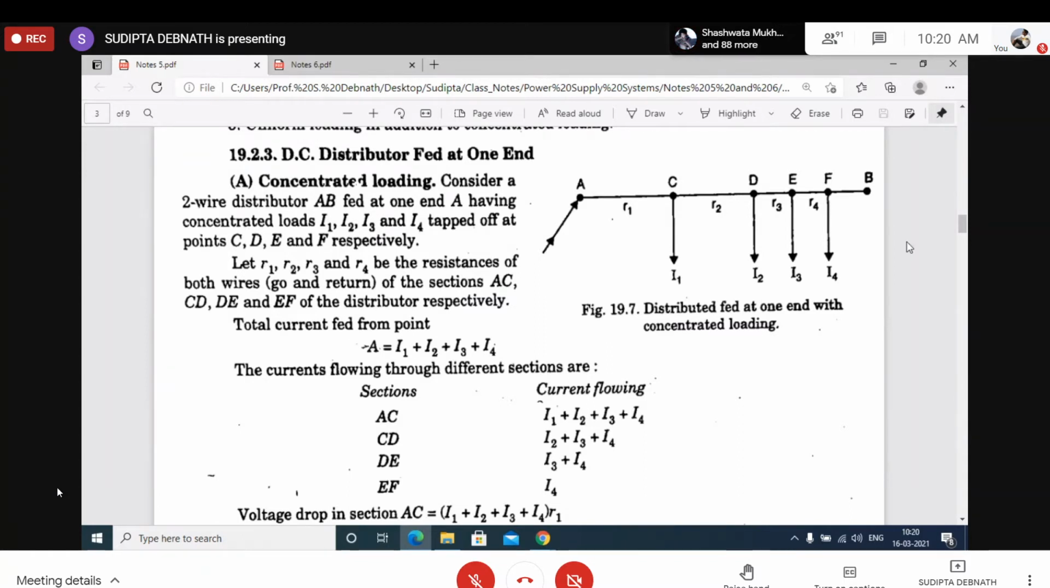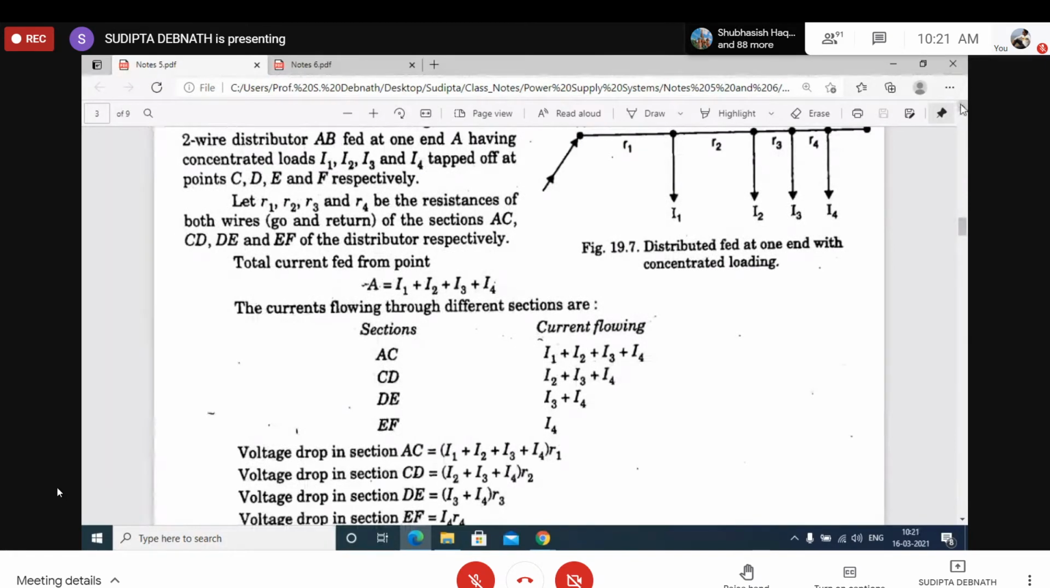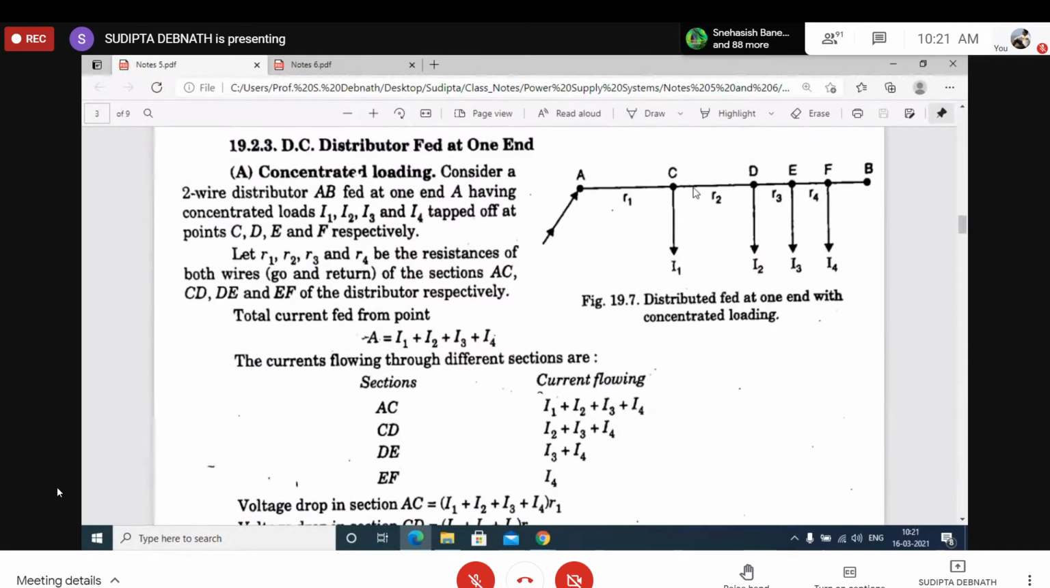And the resistances may also differ because the distances may not be the same. So we have considered different resistances. If we consider different resistances, what will be the voltage at C? The voltage at the point C, or the voltage drop in section AC, if the supply voltage is V, is V minus the current here into R1. What is the current here? Current here is I1 plus I2 plus I3 plus I4. So it is V minus (I1 plus I2 plus I3 plus I4) into R1. So here it is written, voltage drop in section AC is this one.